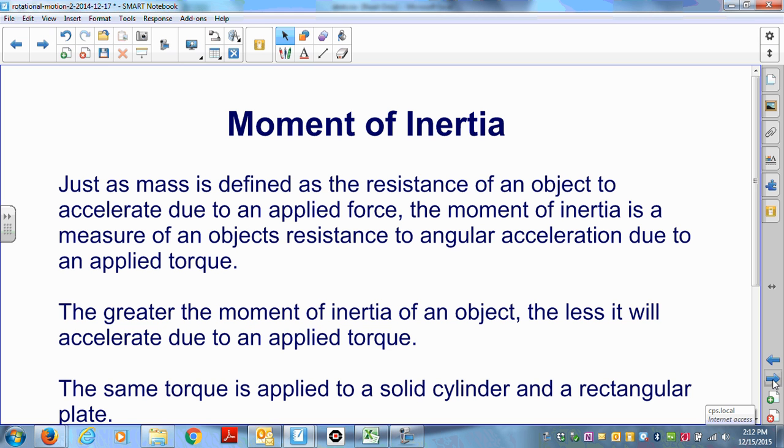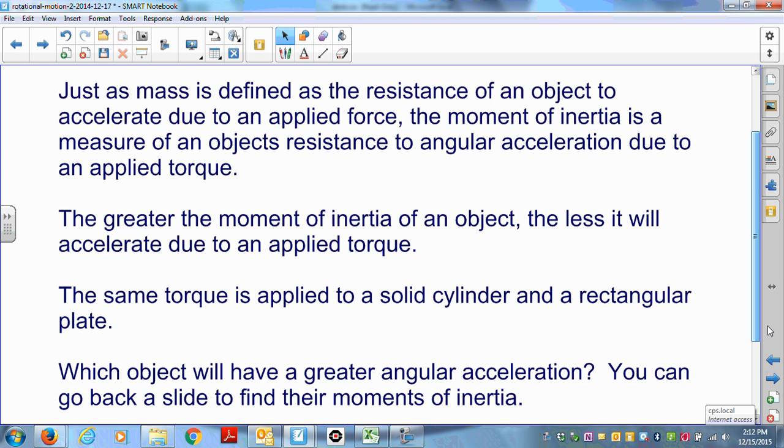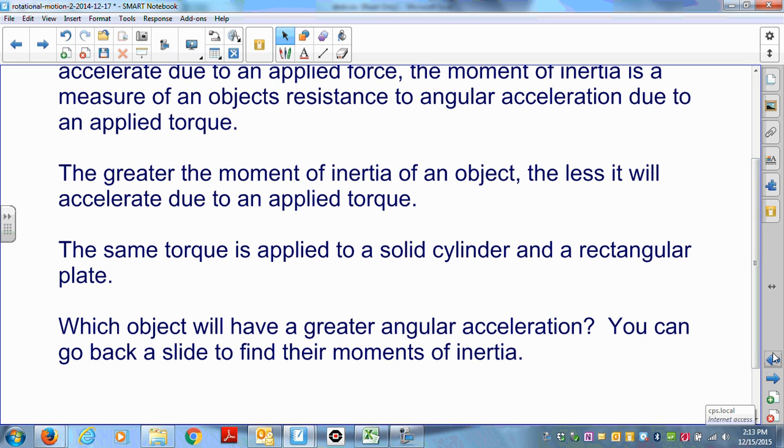Just as mass is defined as the resistance of an object to accelerate due to an applied force, the moment of inertia is a measure of an object's resistance to angular acceleration due to an applied torque. The greater the moment of inertia of an object, the less likely it will be to accelerate due to an applied torque. The same torque is applied to a solid cylinder and a rectangular plate. Which object will have a greater angular acceleration?